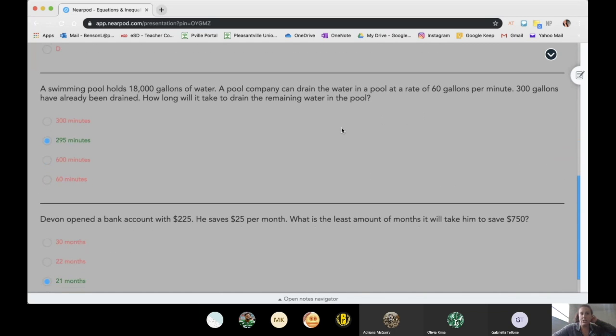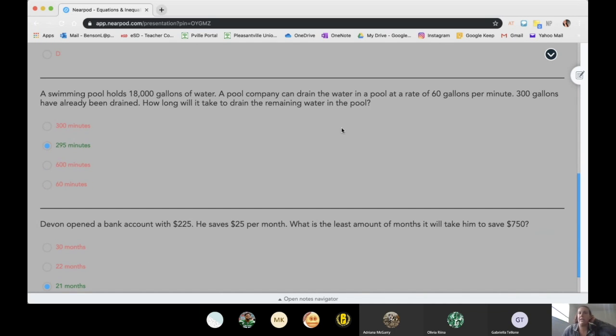Okay, the second question says a swimming pool holds 18,000 gallons of water. A pool company can drain the water in a pool at a rate of 60 gallons per minute. 300 gallons have already been drained. How long will it take to drain the remaining water? This one would actually be an equation because it needs an exact amount of time. Once that water is drained, it's done. It has to be an exact amount.